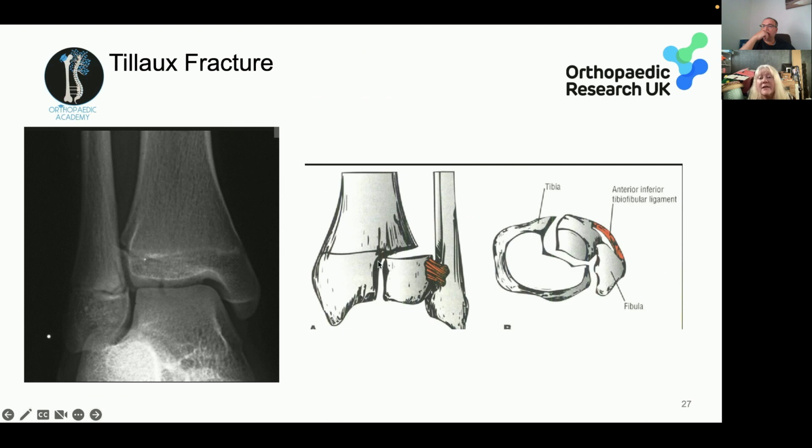So you get this chunk of bone. In an adult, you'd get a syndesmosis injury. In a younger child, you'd get probably a Salter-Harris 2 type fracture. But in this age group, which is usually a little bit older than the triplanes, you get this Tillaux fracture. When do we need to operate on them? When there's a step or a gap in the joint surface of 2 millimeters or more. And again, CT scan will give you more information.